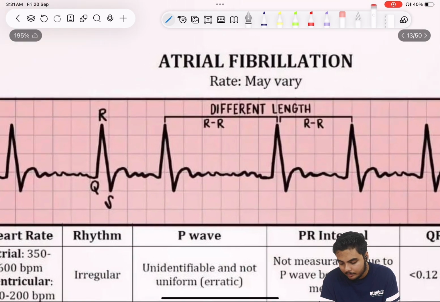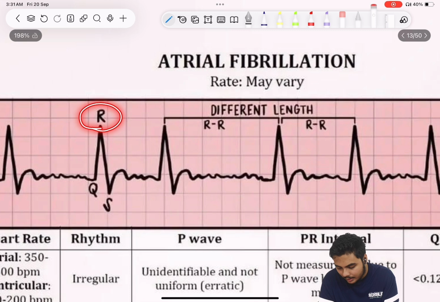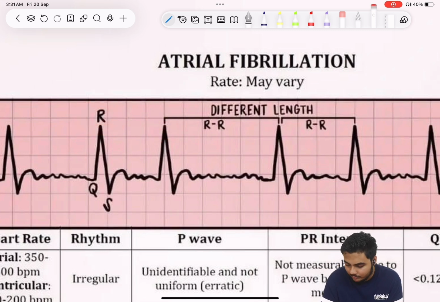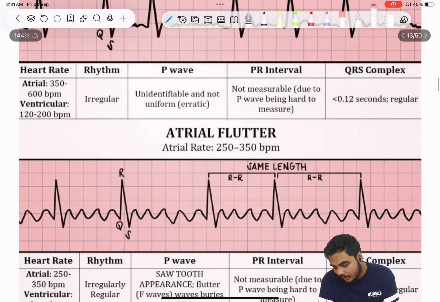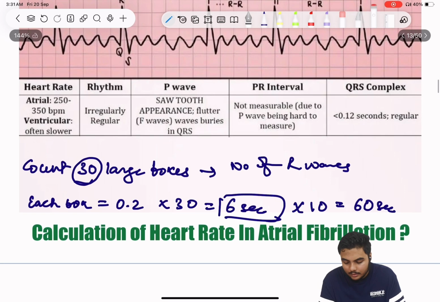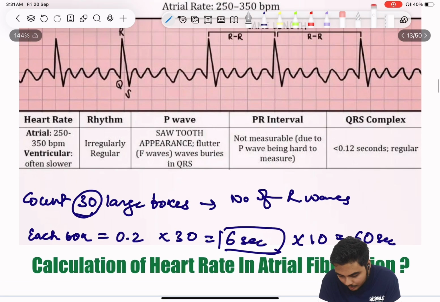to calculate the distance between two R waves, right? But in atrial fibrillation, when the distance between each R wave is different, or we have an irregular rhythm, how do we calculate heart rate in such a situation, right, guys? So what we have to do is count 30 large boxes, right?